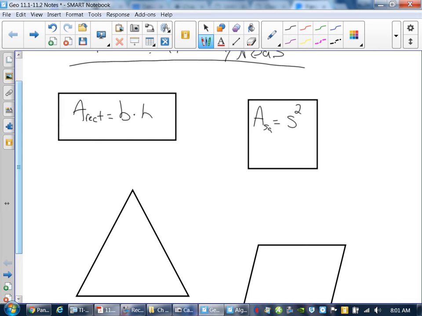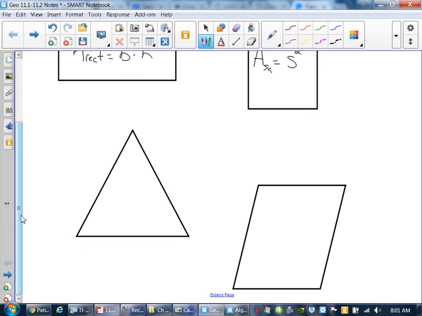Because in a square, aren't all the sides the same? So your base and height would be the same, so you just say it's the side squared. Or if you want to refer to it as base times height, that's perfectly fine. But this text generally uses side squared. Okay. Triangle.